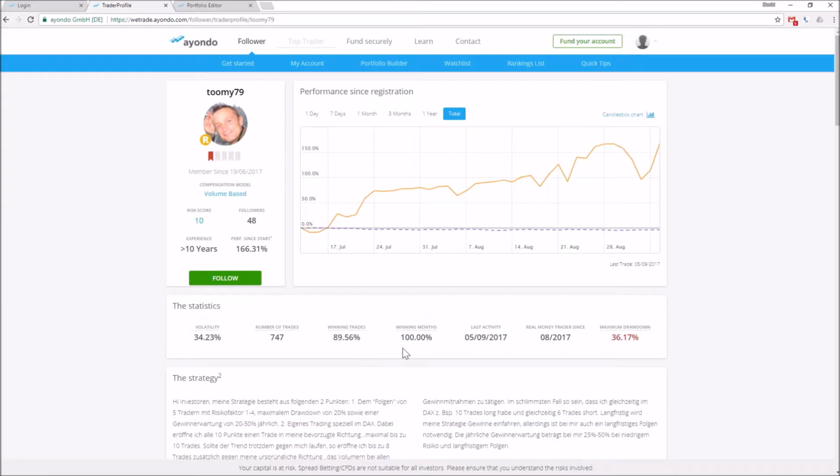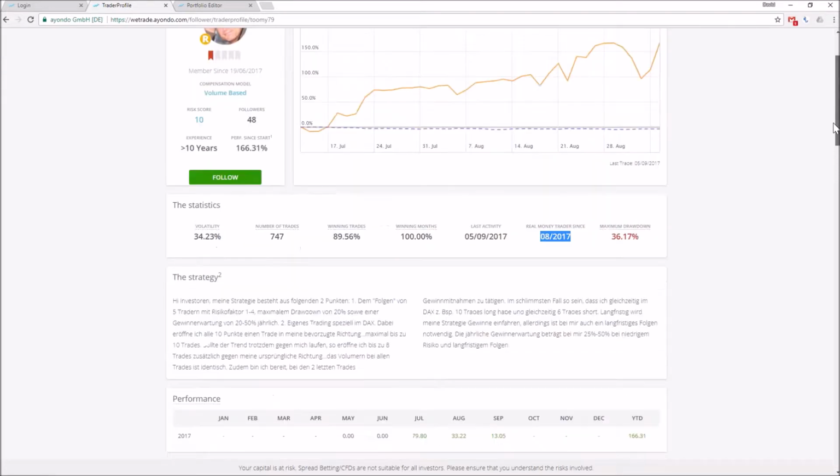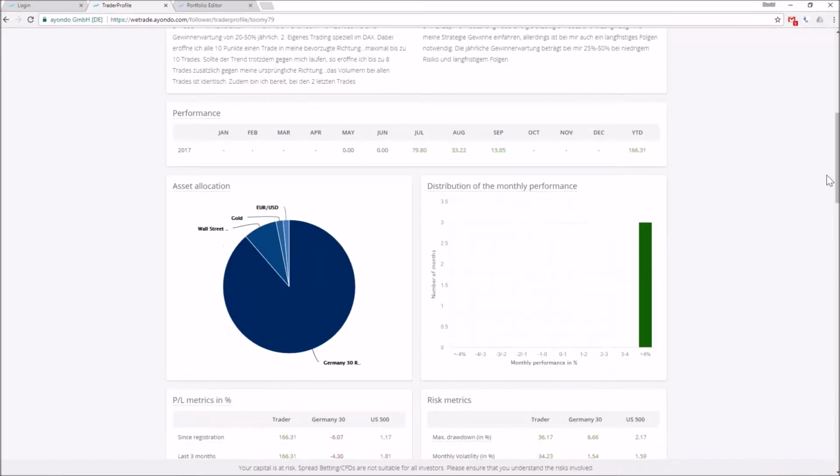Winning months, 100%. It's only been going for 3 months. So last activity was today, the 5th of September, but it's only been trading with real money since August 2017, so an even shorter track record. Let's scroll down a bit further and we can see the data. Here we go. What a cracking July this trader had.